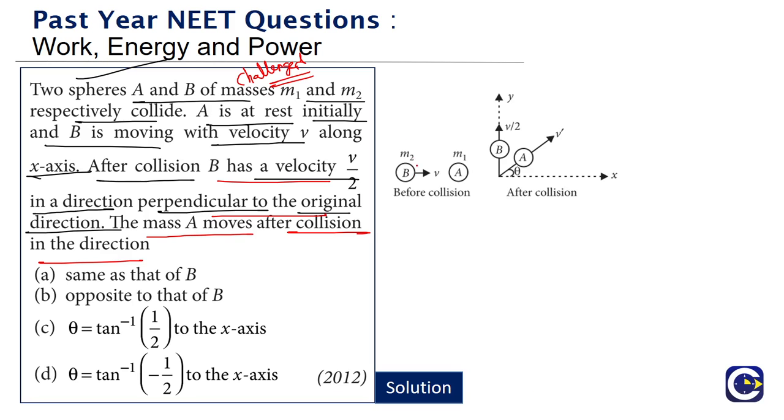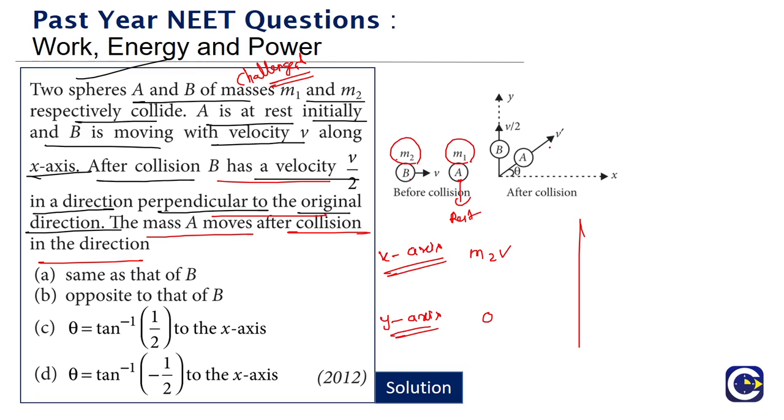This is what we have initially: B and A. We'll take the mass of A as m1 and B as m2, as they are giving us. Before collision, A is at rest and only B is moving. So before collision, what is the momentum along the x-axis? m2 into v. What is the momentum along the y-axis? 0. There is no component of velocity.